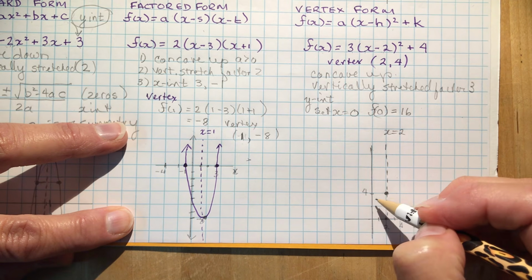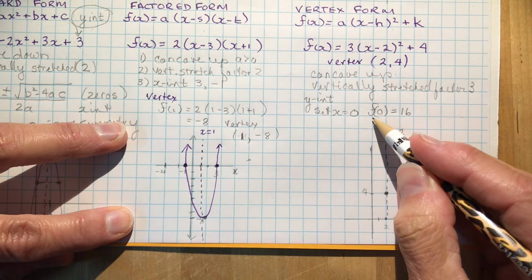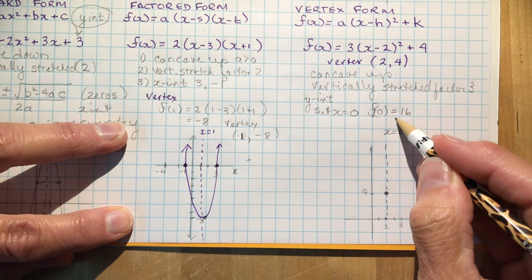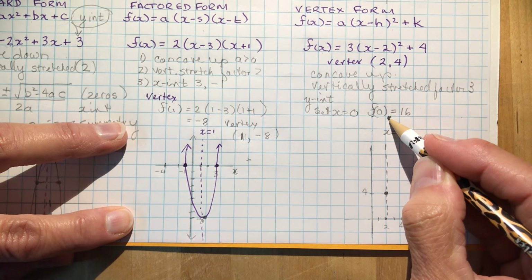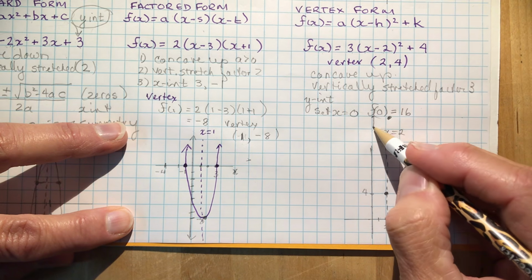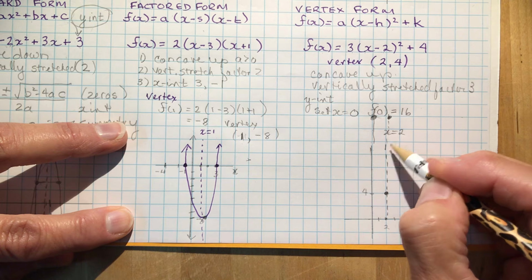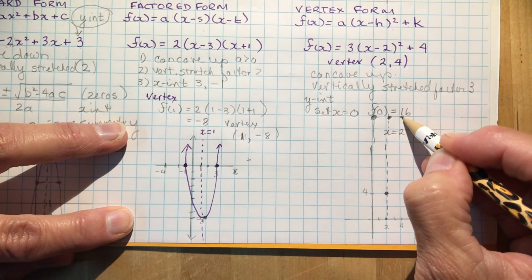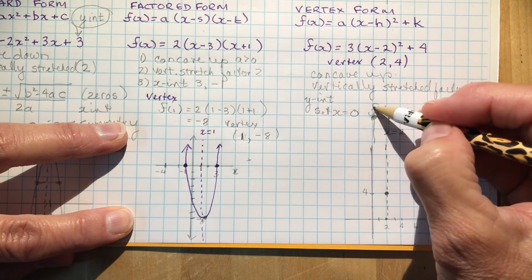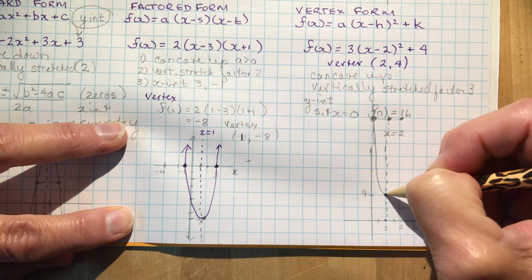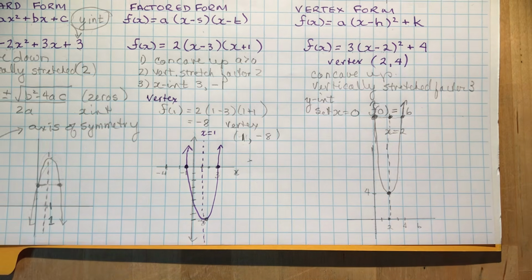So 2, 4, 6, 8, 10, 12, 14, 16, way up here. Sorry, my f at 0 is 16. That's here. Here's my axis of symmetry. So that means that the other point is going to be the same distance away from this axis of symmetry, and my graph is going to look like this. Notice how stretched this function looks.